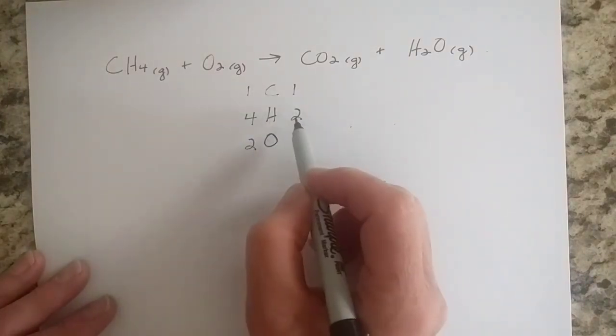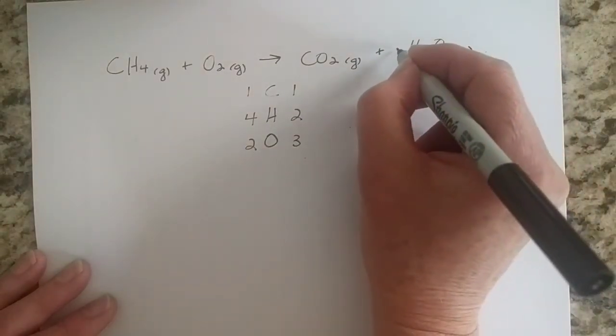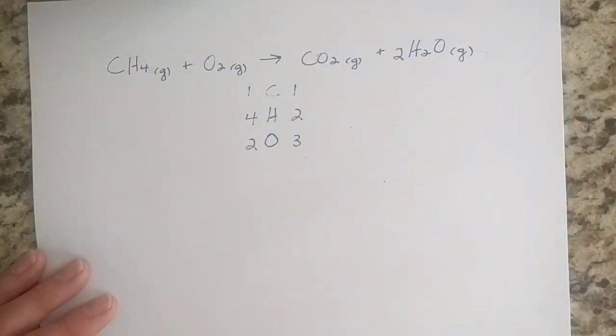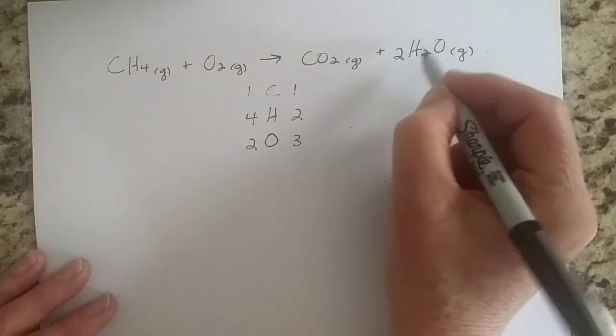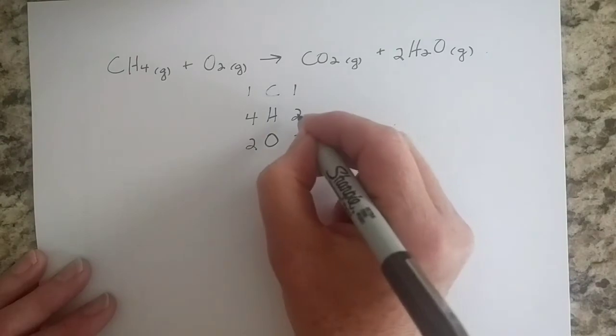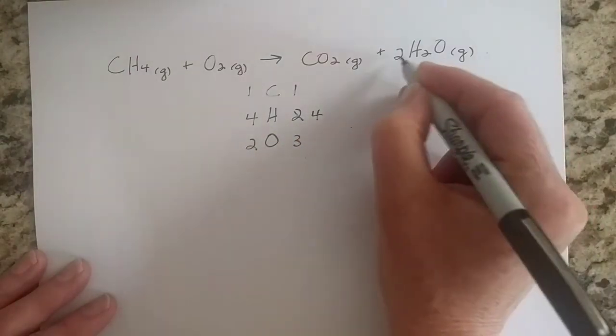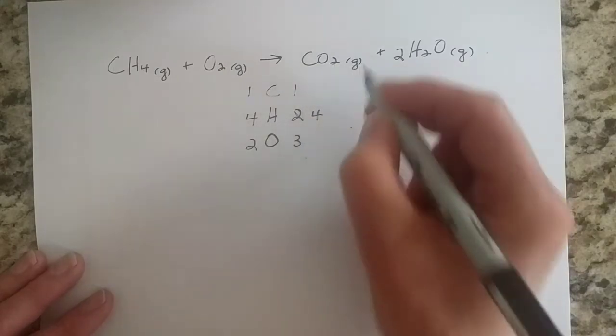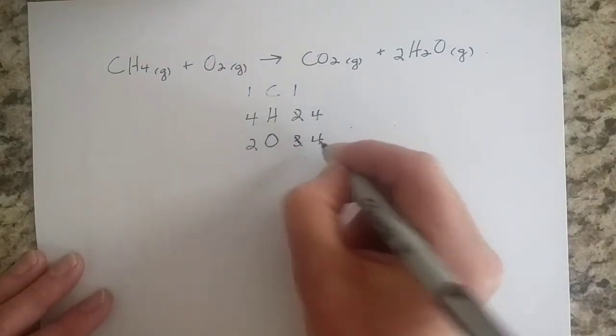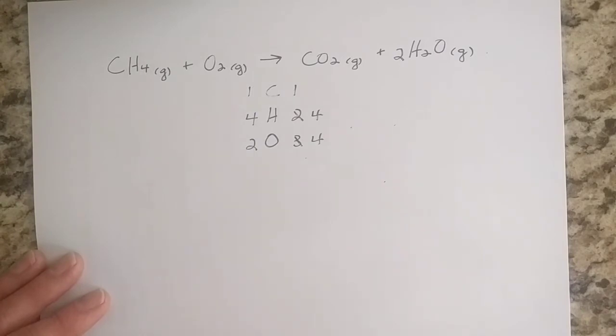4 here, we need 4 here, so we're going to add a 2 in front of the H2O. Update all of the atoms that are affected. So 2 times 2, we have 4 hydrogens. And now we have 2 oxygens plus the 2 in the carbon dioxide for a total of 4 oxygen atoms.